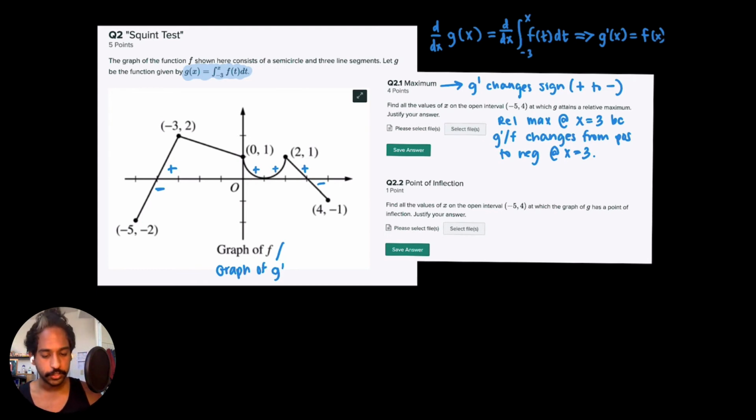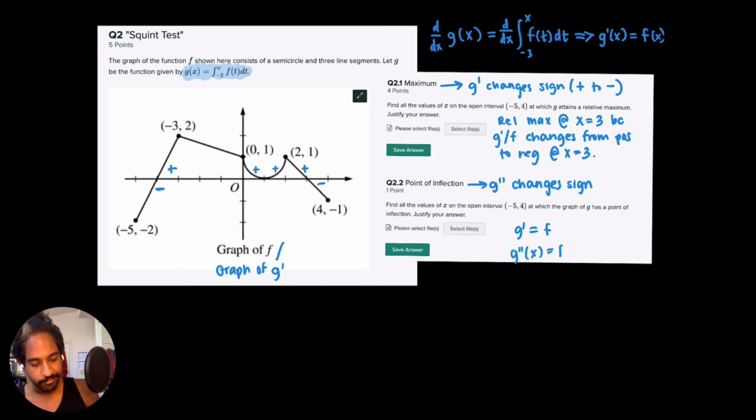Now what about 2.2? We're asked to find a point of inflection. When we want to find points of inflection, we care about where the second derivative changes sign. And remember, if g prime is the same thing as f, then g double prime of x is f prime of x. So that means we're looking at the derivative of this graph here. And I'll start doing this in a different color. We want to find where the derivative changes.